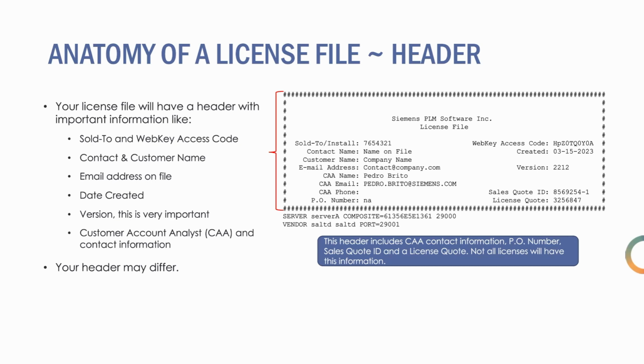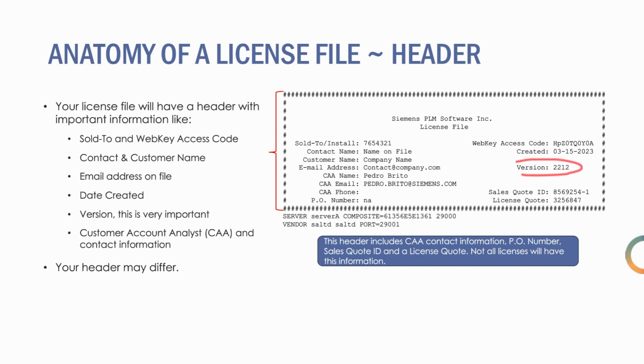First, we'll get into the header. The header has great information as far as the contact name, your company name. It's got your sold to ID. It's got your WebKey access code. These are important for you or your users connecting to Siemens support. It'll have your company name contact information in here.